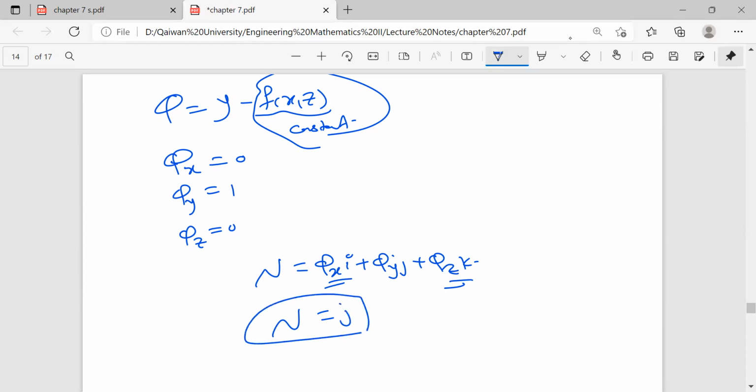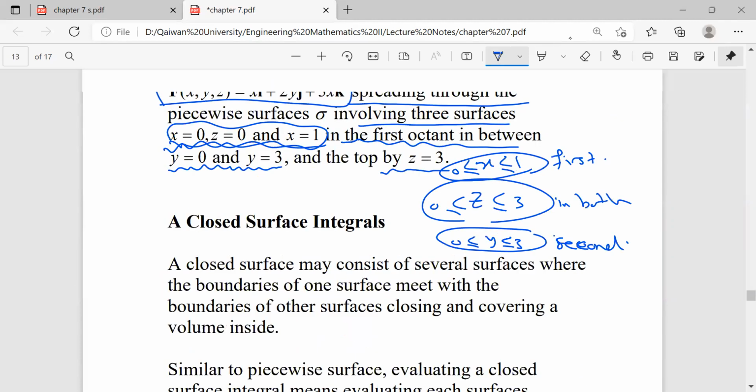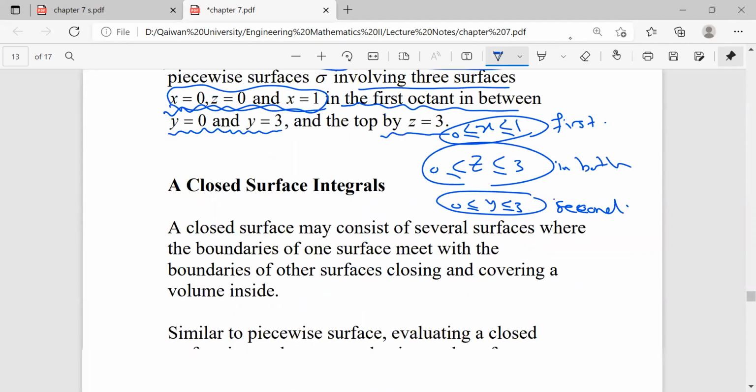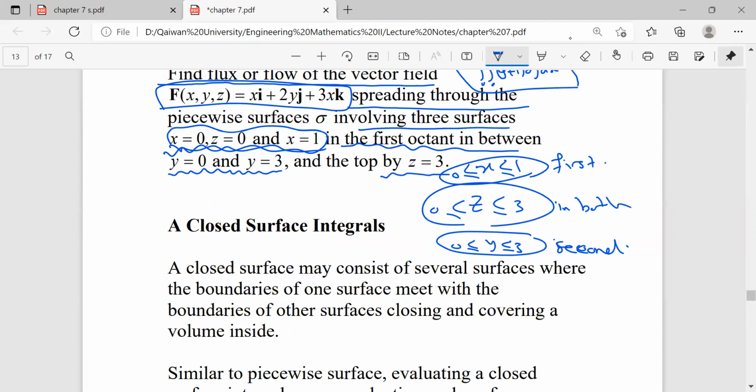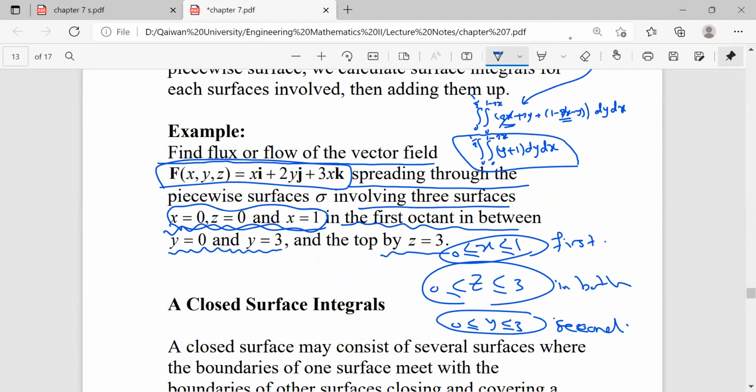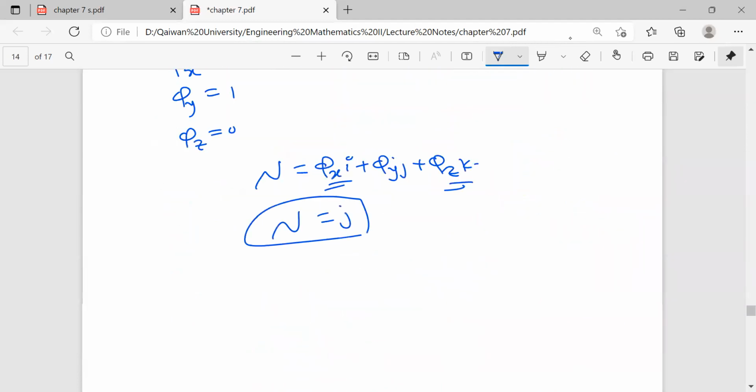See, this is n. If you have values for x and z and you have no y, that means the normal vector is only j. What if you have no x? If you have no x, it means the normal vector is only i. Here, for the first one, let me write down the flux, the vector field and surfaces. F of x, y, z. Let's solve it.